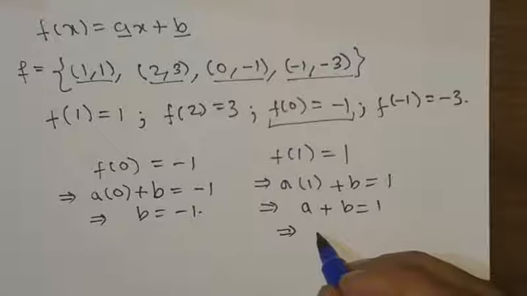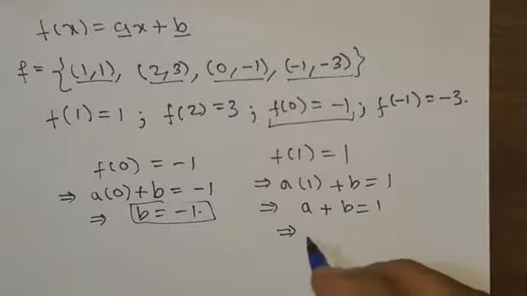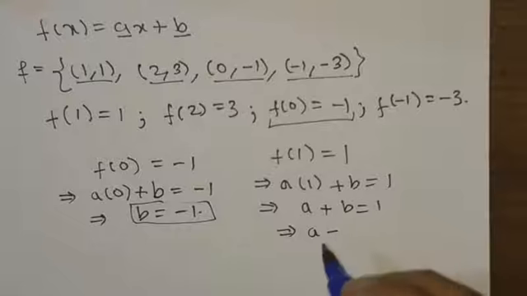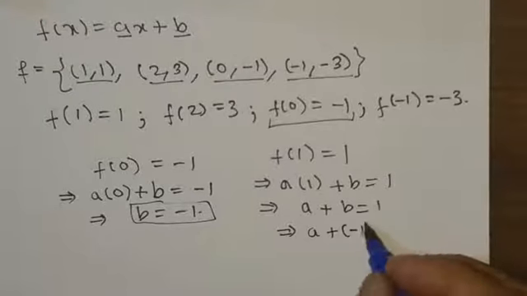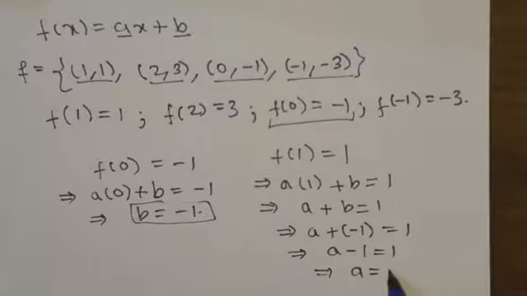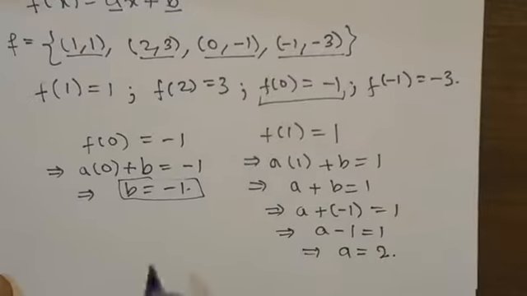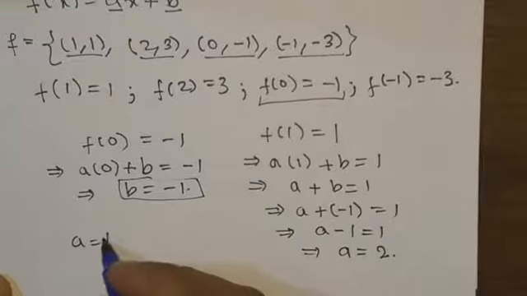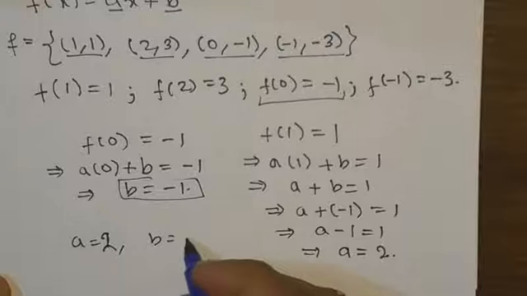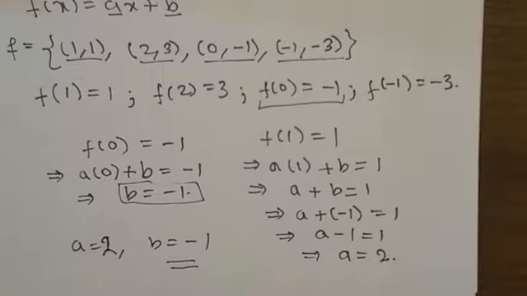We already have the quantity b here, so we can substitute it here. So a plus of minus 1, which is equal to 1. That implies a minus 1 is equal to 1, which implies a is equal to 2. So we got a equal to 2 and b equal to minus 1. So this is the answer of problem number 8.